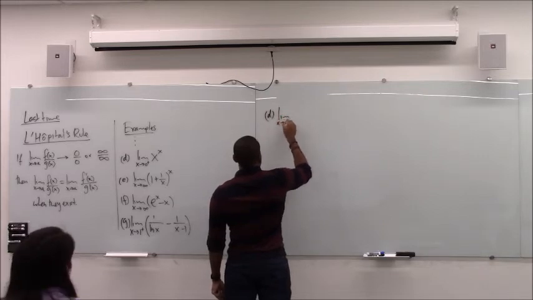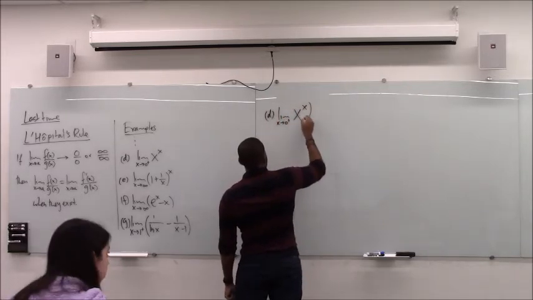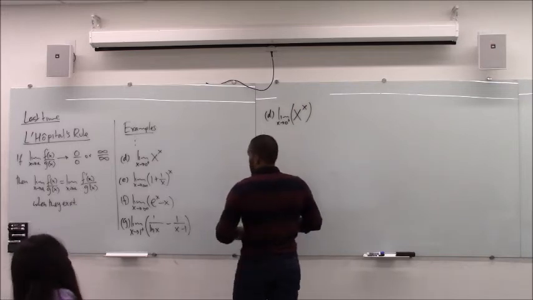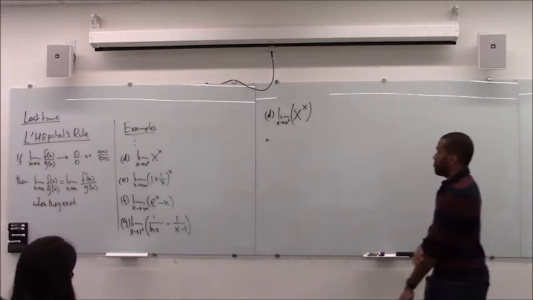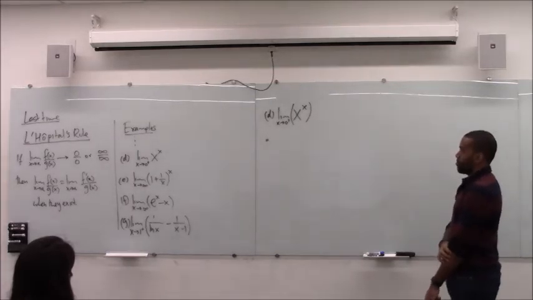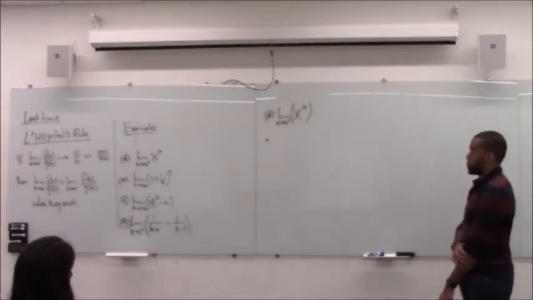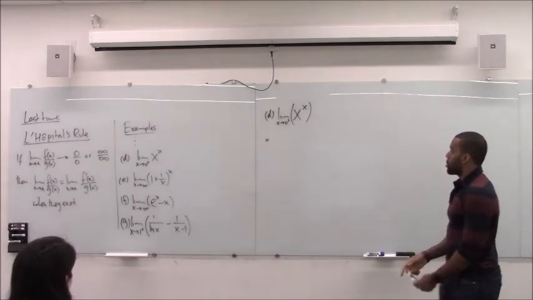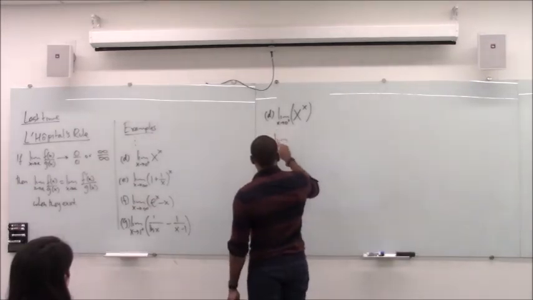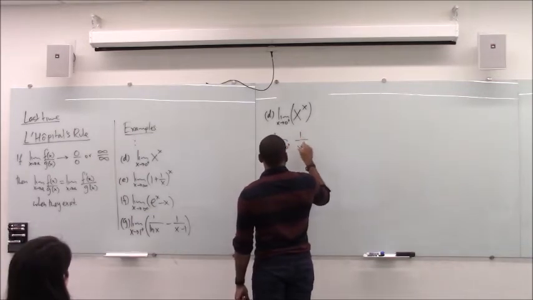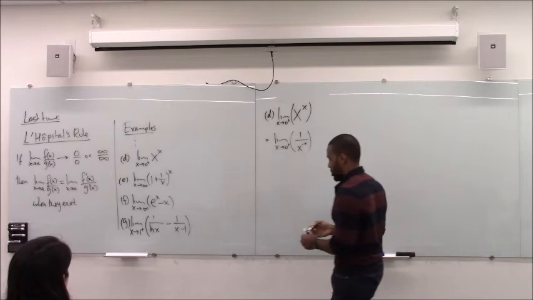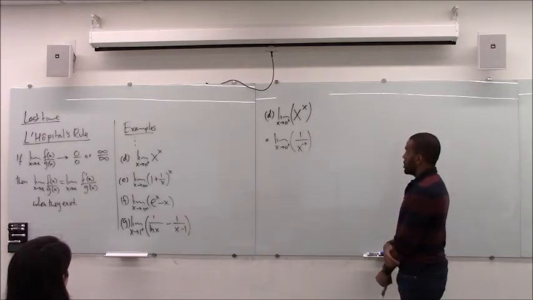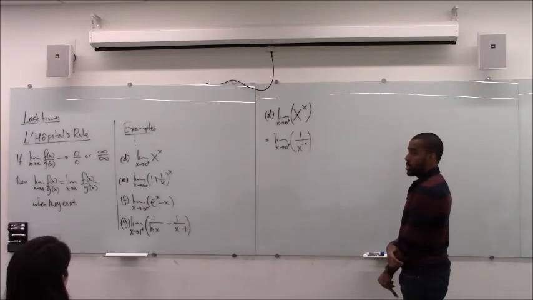Limit as x approaches 0 from the right of x to the x. Right. Ideas? Yeah? Should we make it x to the negative? Okay. So how is that helpful? Because then when you derive it, it's like 0. Why would you derive it?